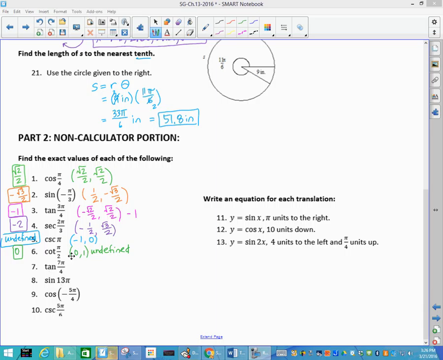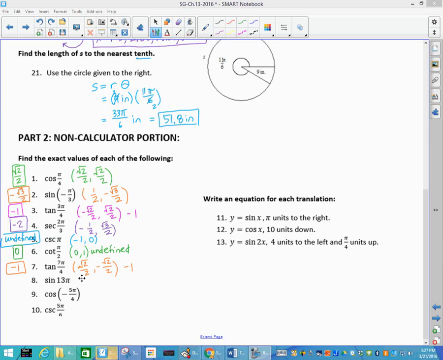Tangent of 7 pi over 4. 7 pi over 4 is in the fourth quadrant, and the coordinates at that point are square root of 2 over 2, comma, negative square root of 2 over 2. And again, if you wrote your tangent values, you should have had a negative 1 out to the side, so the tangent is negative 1. You could also do y over x, and that's the same number over itself with a negative. Okay?